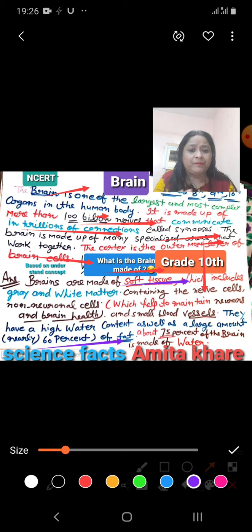Millions of nerves, about 100 billion nerves, are mixed together and make a brain, and they communicate through trillions of connections, also known as synapses. You can easily see this in the paragraph above. The brain is made up of many specialized nerve cells that work together. The cortex is the outer covering of the brain.